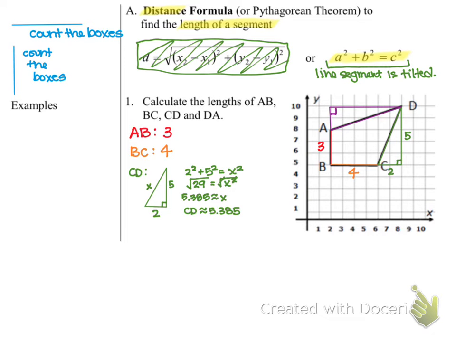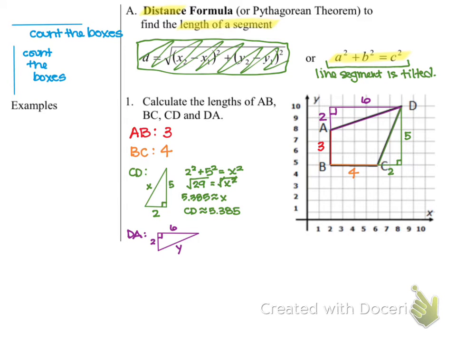Okay, it looks like this is 2 boxes tall, and then 1, 2, 3, 4, 5, 6 boxes long. So for DA, just finishing my loop all the way around, I now have this rectangle that's got 2 and 6. Now, I'm not going to call the hypotenuse x this time because I already used x, so I'm just going to use y.